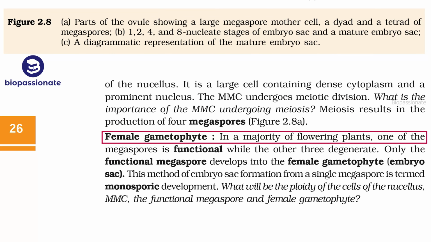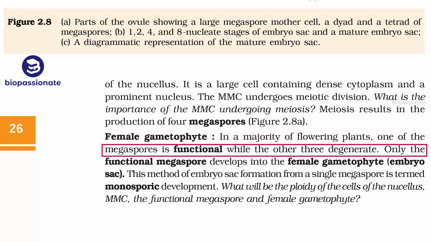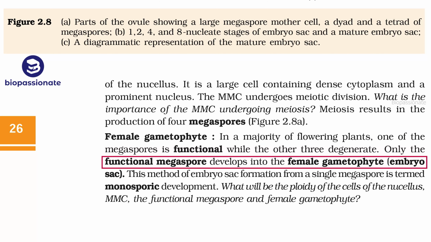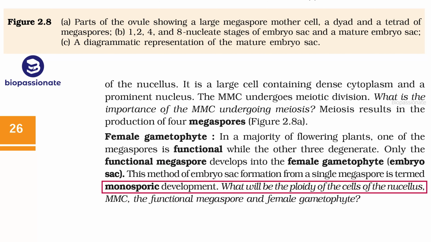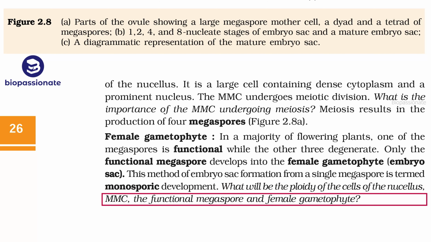Female gametophyte. In a majority of flowering plants, one of the megaspores is functional, while the other 3 degenerate. Only the functional megaspore develops into the female gametophyte, embryo sac. This method of embryo sac formation from a single megaspore is termed monosporic development. What will be the ploidy of the cells of the nucellus, MMC, the functional megaspore, and female gametophyte?